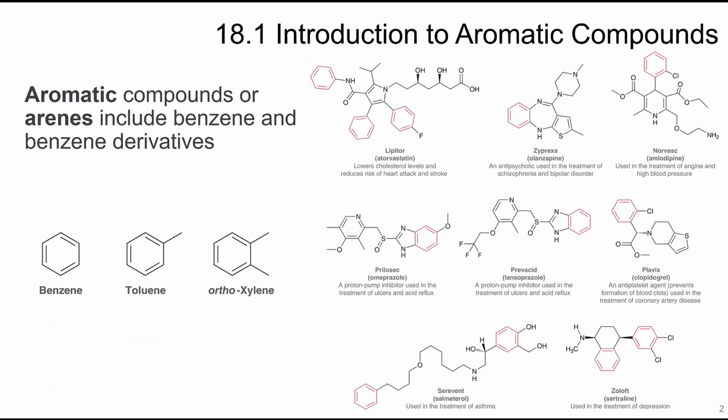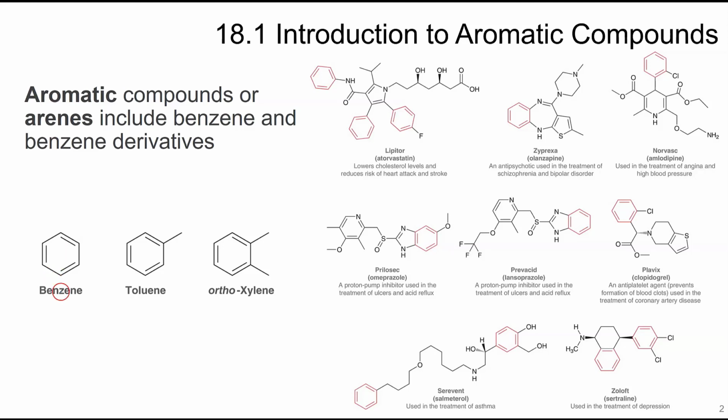So aromatic compounds, or arenes, include benzene and benzene derivatives. Many of these aromatic compounds were originally isolated from fragrant oils, and things that had a smell used to be the definition of aromatic compounds. But now we know that many of these aromatic compounds are odorless. This class of compounds is used to describe compounds that have similar chemical behaviors, and these are very common.